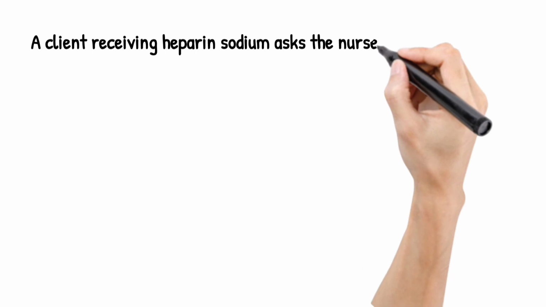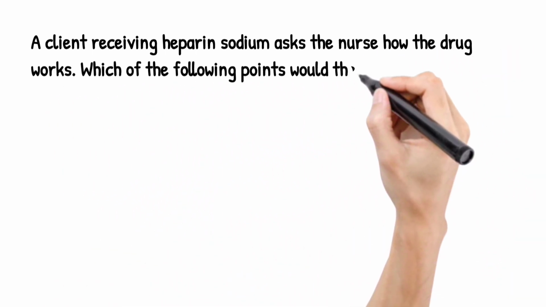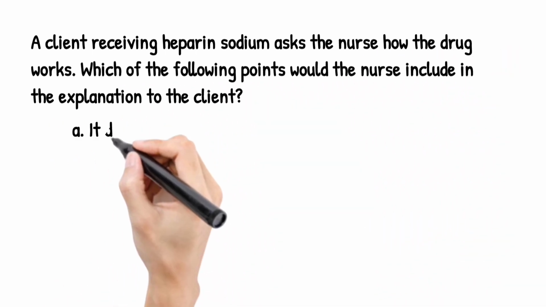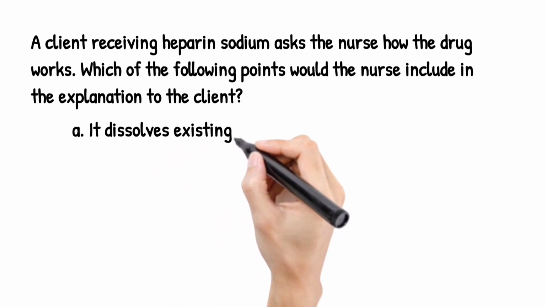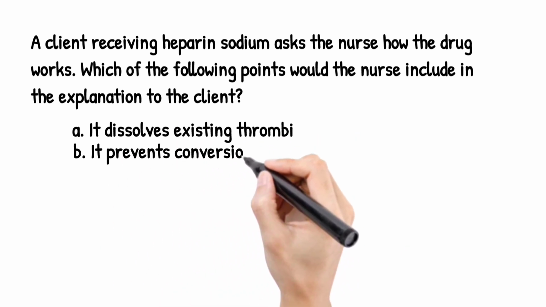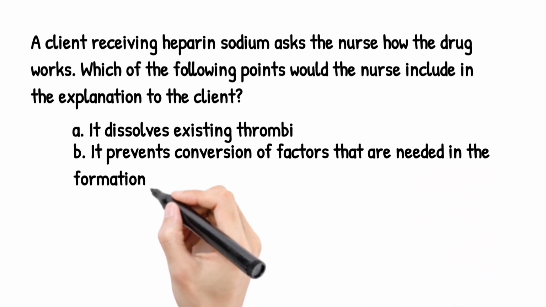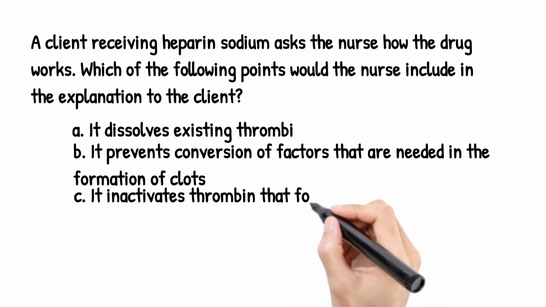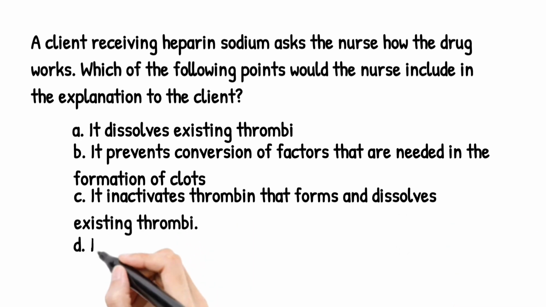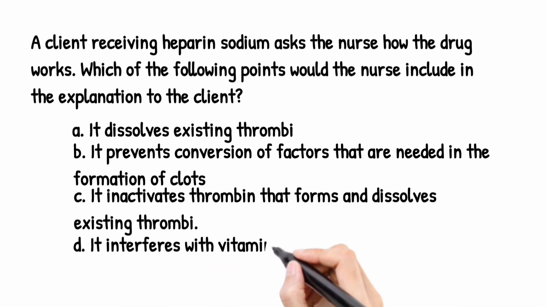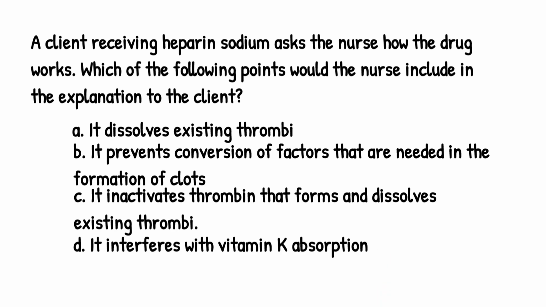A client receiving heparin sodium asks the nurse how the drug works. Which of the following points would the nurse include in the explanation to the client? Option A, it dissolves existing thrombi. Option B, it prevents the conversion of factors that are needed in the formation of clots. Option C, it inactivates thrombin that forms and dissolves existing thrombi. Option D, it interferes with vitamin K absorption. The answer is option B, it prevents the conversion of factors that are needed in the formation of clots.